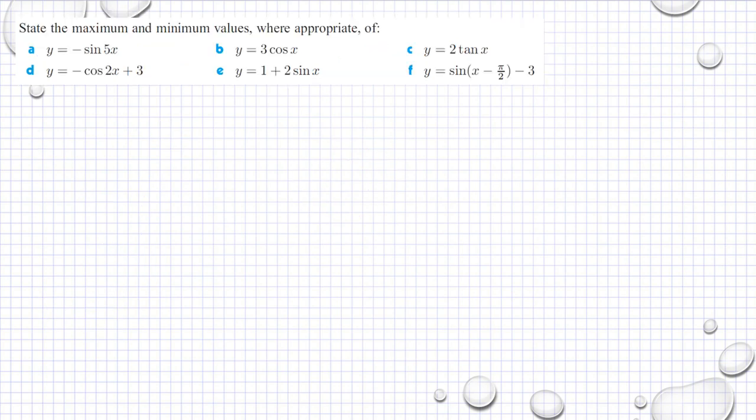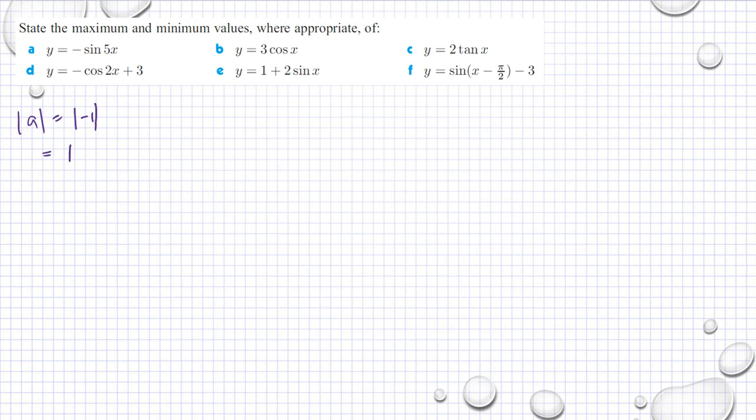Okay, some more example. Maybe this is the last one. We have state the maximum and minimum values where appropriate. We have the minimum values, then maximum values. Then we need to find the amplitude first. So our amplitude A is equal to, here we have the absolute value of -1, then it is 1.